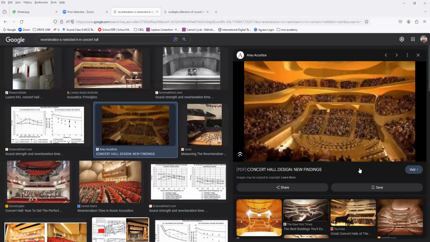Hello, am I audible, guys? Yes, sir. Then what is happening? If you are silent, let it be. So we have to minimize the reverberation here, or can we leave it as it is? What will happen?